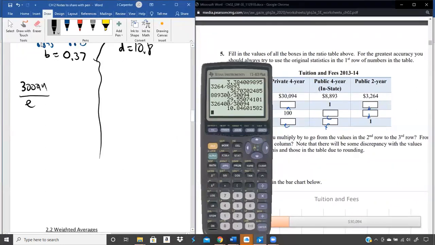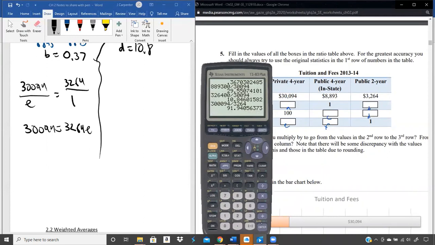So the 30,094 over box E equals the 3264 over the 1. So now we're saying for every dollar we spend at TCC, how many dollars would we be spending at the private school? Cross multiply, we get 30,094 equals 3264E. Divide both sides by the 3264. 30,094 divided by 3264. And we get our answer, the E.